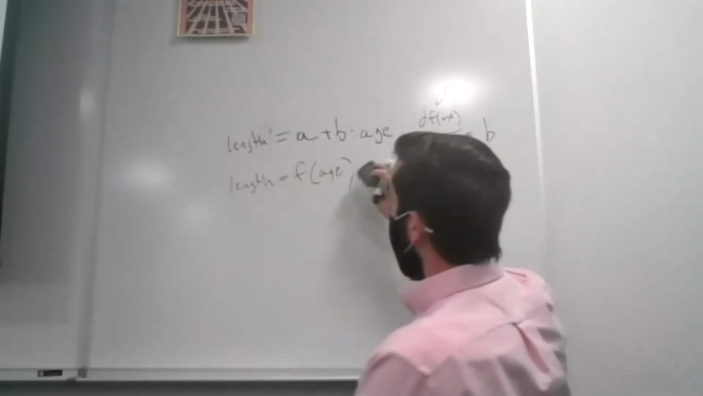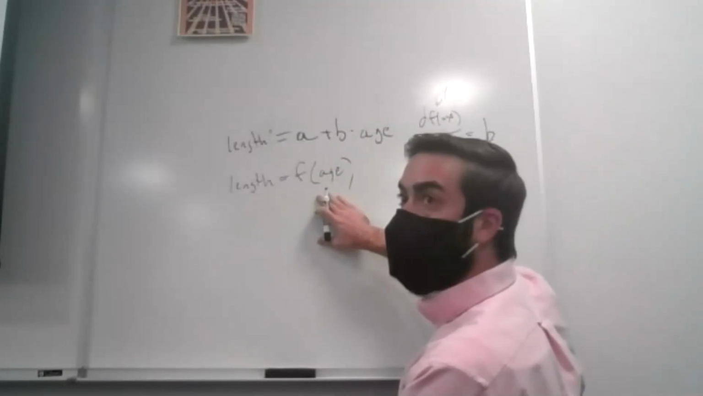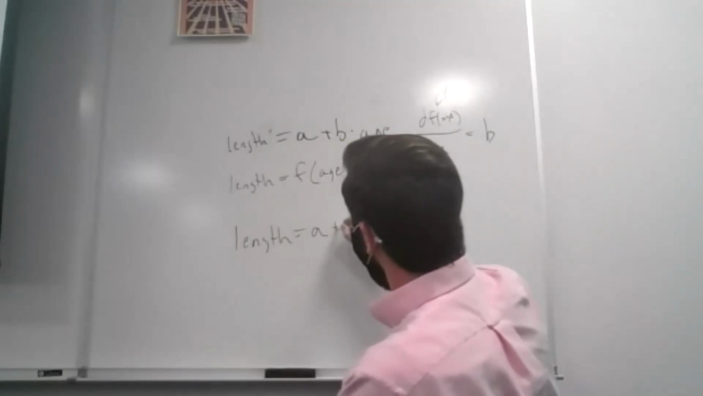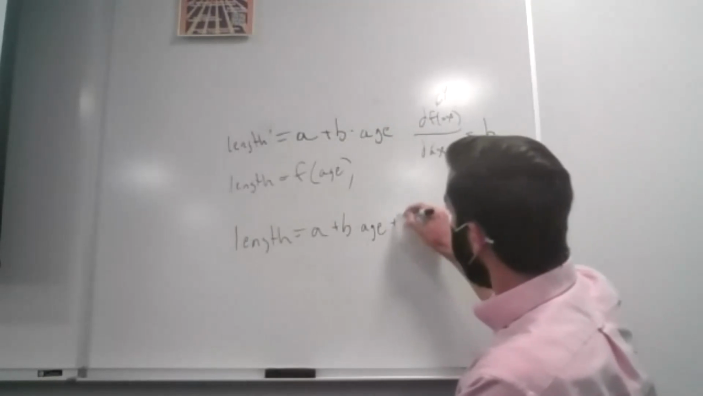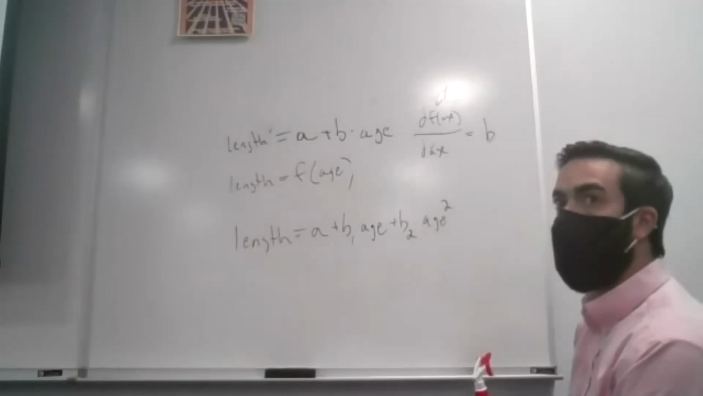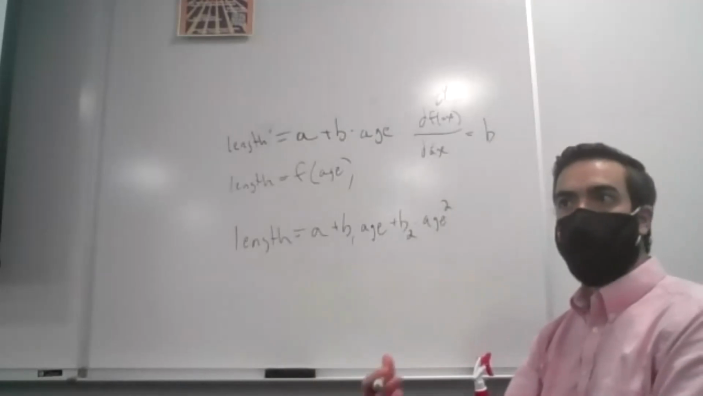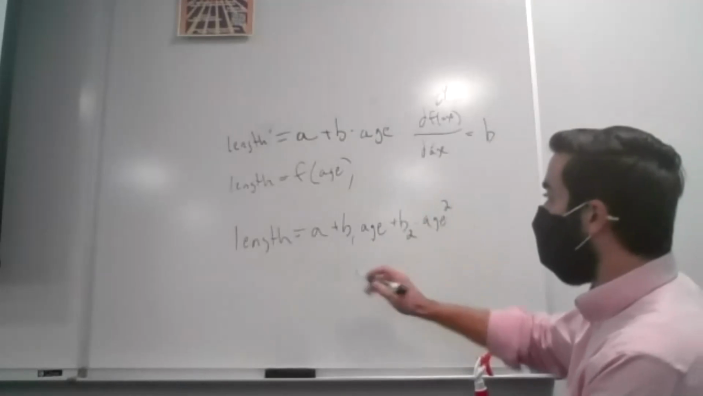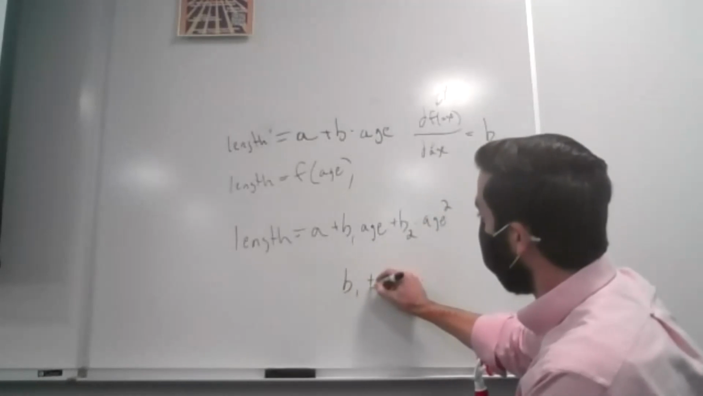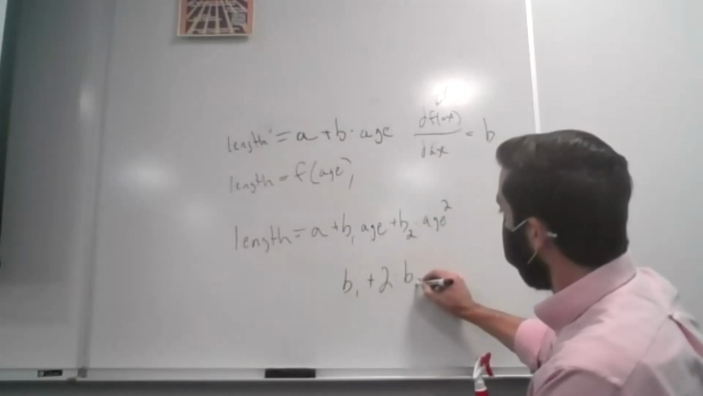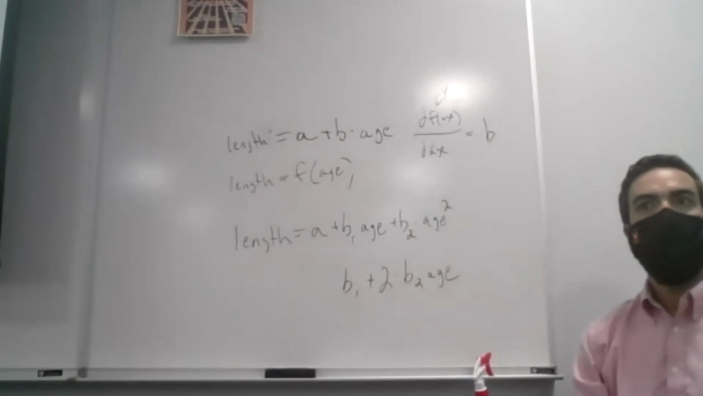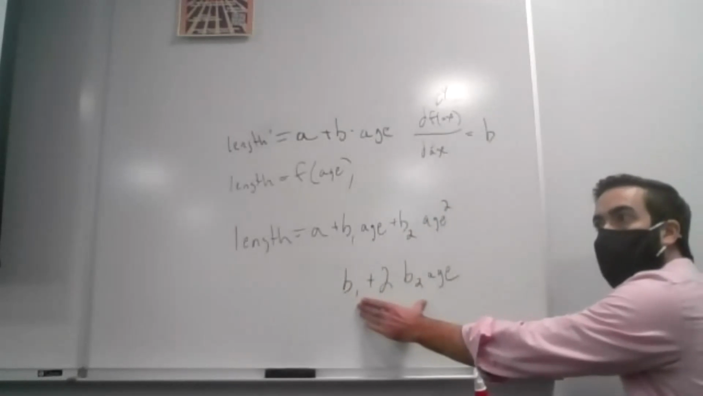Okay? What if I now have a length as a function of age, but now that function has this additional squared term? So we'll call this b2 times age squared. Well, now the effect of being 1 day older, age going up by 1 unit, if I take a derivative of this function with respect to age, now I've got this, right? So the effect of being 1 day older, this is the total effect.